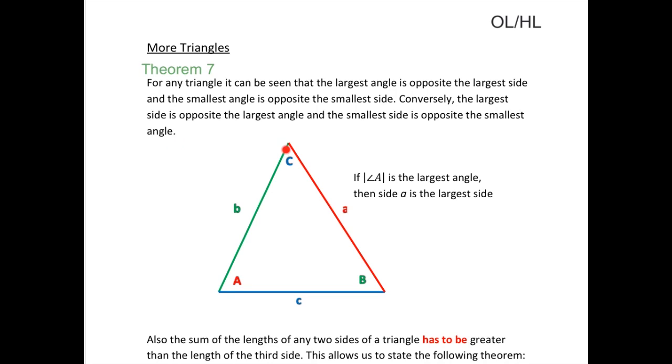So in this triangle here, if we match up our angle B to our side little b, C to little c, and A to little a, if angle A is the largest angle in this triangle, then that means that A, this red line, is the longest side. And if C is our smallest angle, then the length C is our smallest side.